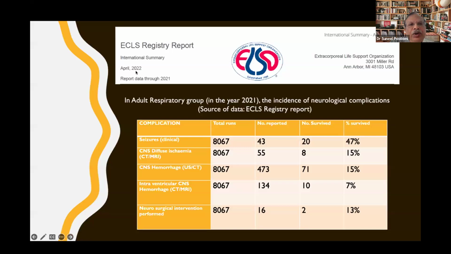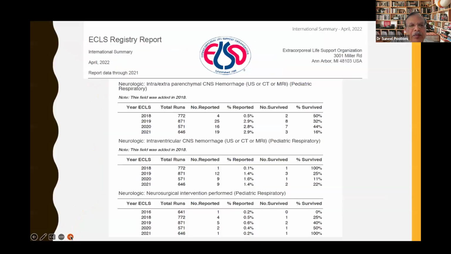To show you the data from the international summary, here you can see the 6 parameters being monitored with variable survival rates. If there are seizures, people can withstand it, and nearly 50% of them survived. But when it goes to major issues such as diffuse hypoxia or hemorrhage, intraventricular bleeds, etc., fewer people have survived to discharge. So that is the importance of these parameters.